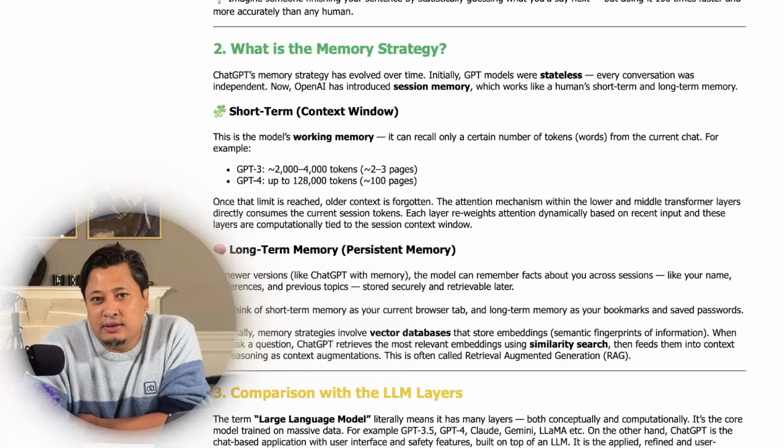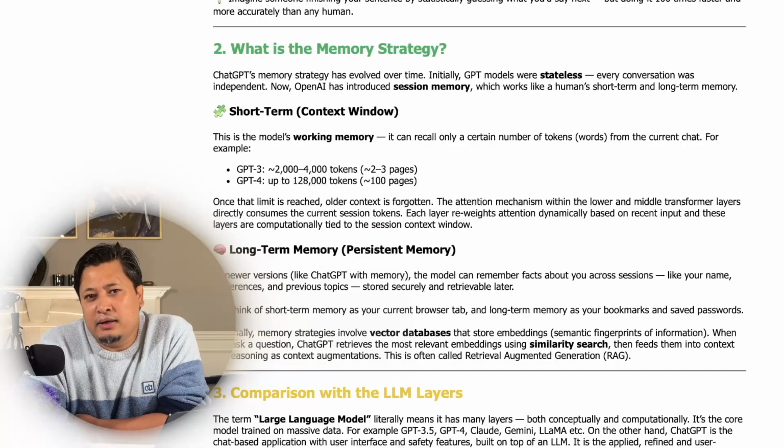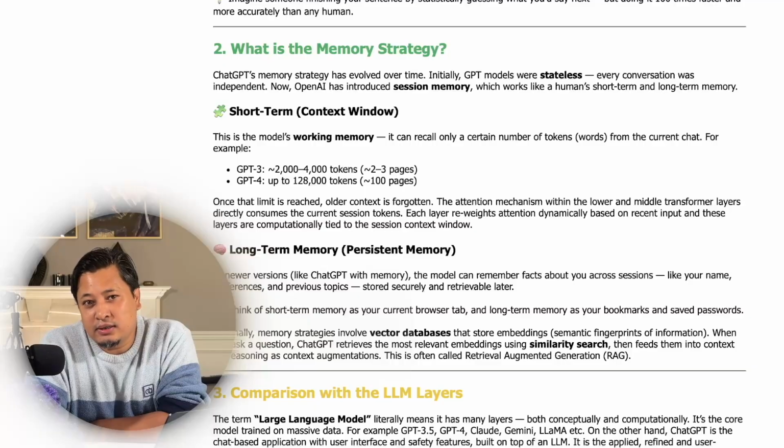The short-term memory in ChatGPT is also known as the context window. It is the model's internal working memory, and it can remember and recall a certain amount of tokens or words from the current chat session. For example, GPT Model 3 can remember approximately 4,000 tokens, which is equivalent to 2 to 3 pages of words. Likewise, ChatGPT version 4 can remember approximately 128,000 tokens, which is roughly 100 pages of words. Under short-term memory, once the limit is reached, the older context is forgotten.